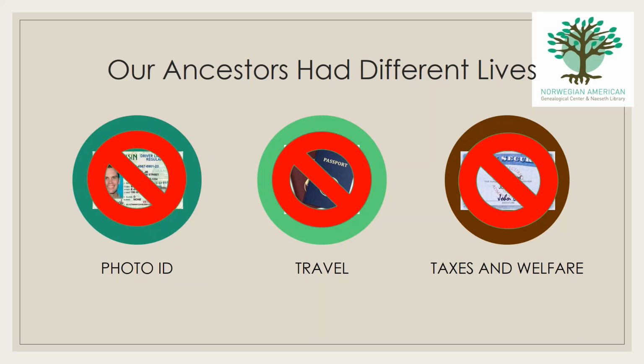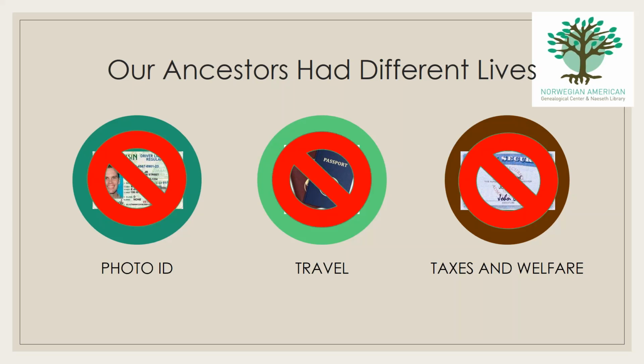Our ancestors led really different lives than we do. They didn't have photo ID. They didn't need an ID to vote or to travel. They didn't need to have identification in order to collect welfare like Social Security. They didn't need to worry about the IRS knowing whether or not their name was spelled exactly the same on their tax return as it appears on their birth certificate. They didn't have these documents. They didn't need to worry about things being consistent. And so, since it wasn't a priority, they just simply weren't consistent.